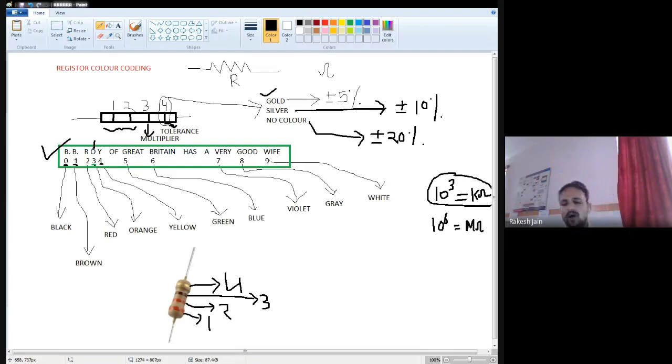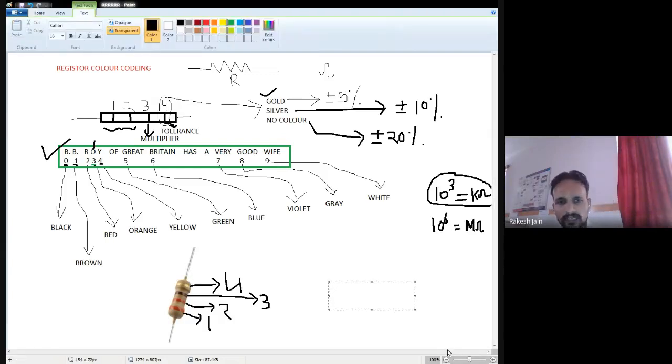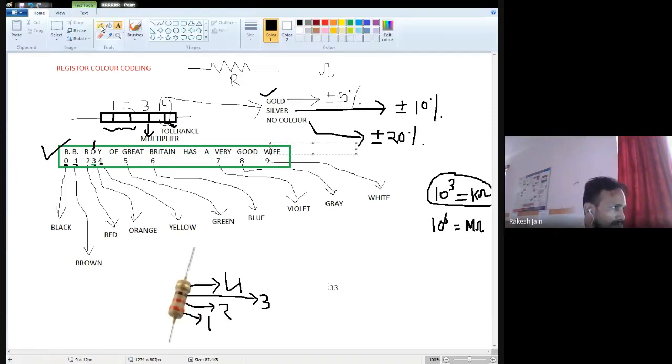Now how to find out the value of this resistor? First and second color you should write down directly from the color coding format that is available in front of you in the green box. So orange and orange, two colors are there. So what is the value of orange? That is at third position. So first orange is 3, second orange is 3. So that is 33.